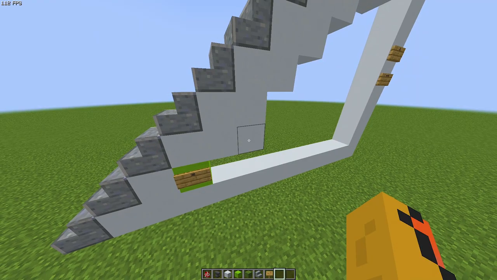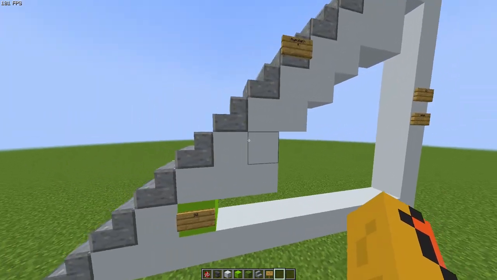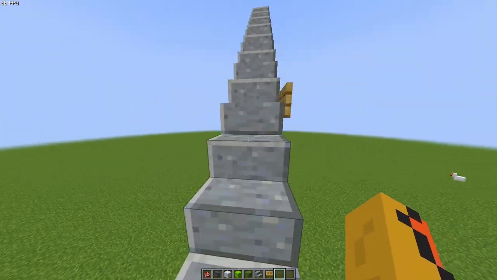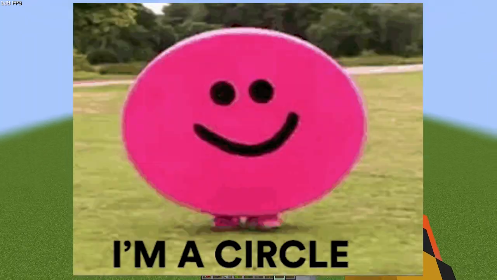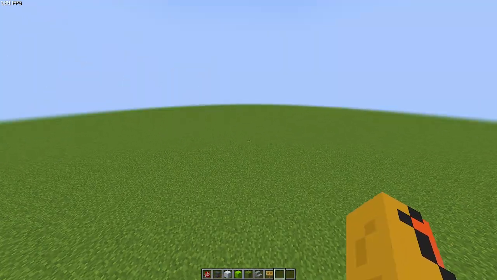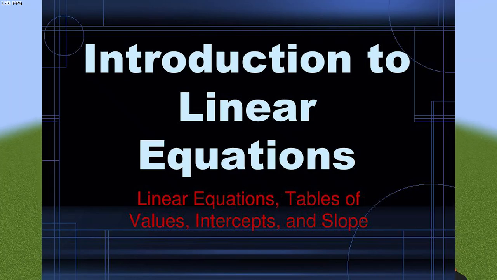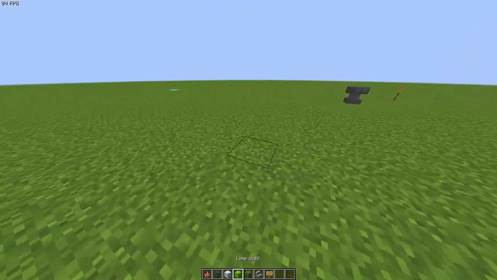Who decided to add a circle to trigonometry? All these years I've been doing these pointy triangles. And then these guys decided to jump scare me with a circle. Isaac Newton did not plan for this, bro. Did not plan for this. Why? It's supposed to be pointy triangles. It's supposed to be linear equations. Okay, linear equations. So this is like the graph thing.